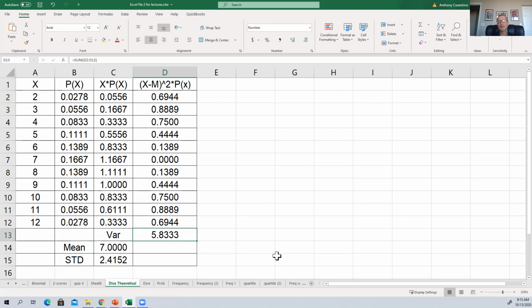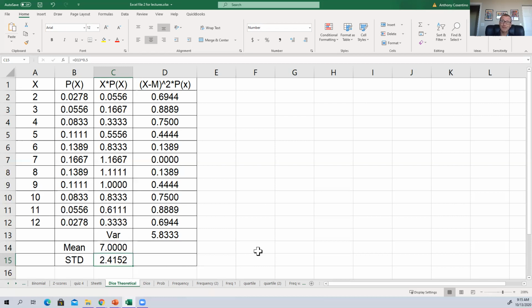And so the standard deviation is the square root of the variance. Down here, I took the square root of 5.8333, and you can see you get a number a little bit over 2.4. That kind of makes sense, right? Because you can see there's quite a bit of numbers here.